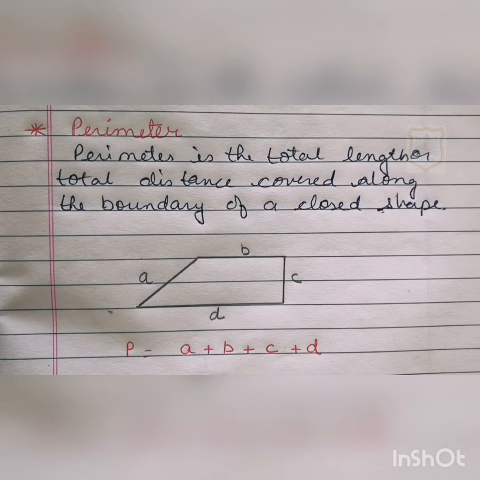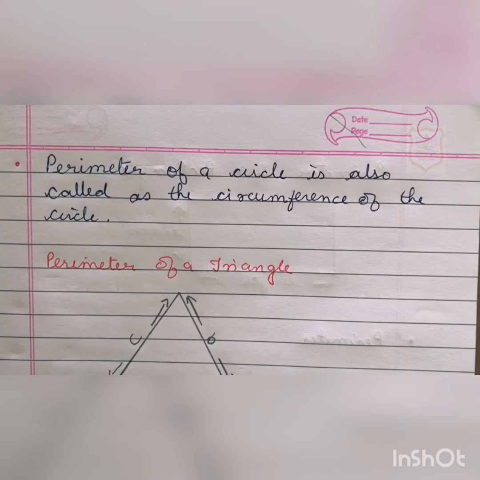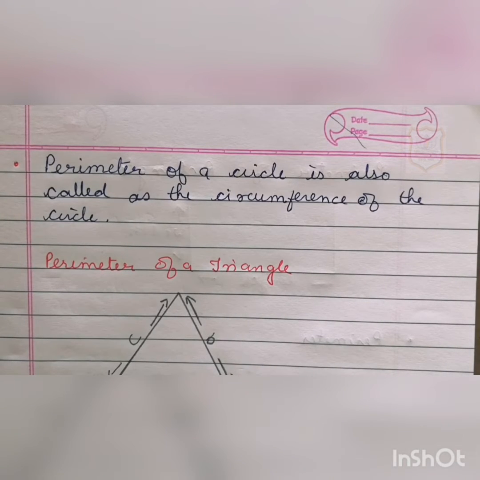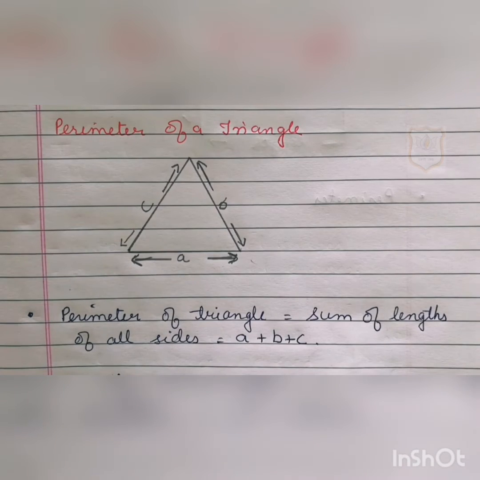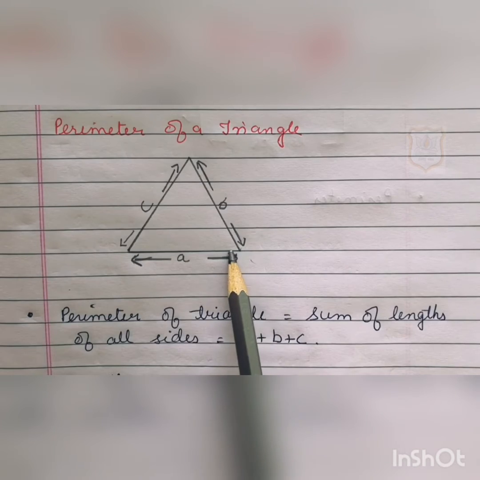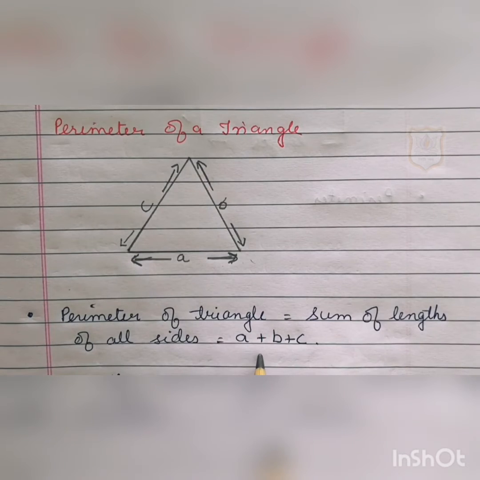In the same way, we can find out perimeters of different shapes. Here we just have to add all the sides of a given figure. Now the perimeter of a circle is also called the circumference of the circle. A triangle has three sides. So the perimeter of a triangle is equal to the sum of the lengths of all the sides, that is A, B and C. Here we can see the A side, the B side and the C side. So we will add all these sides to get the perimeter of this given triangle.